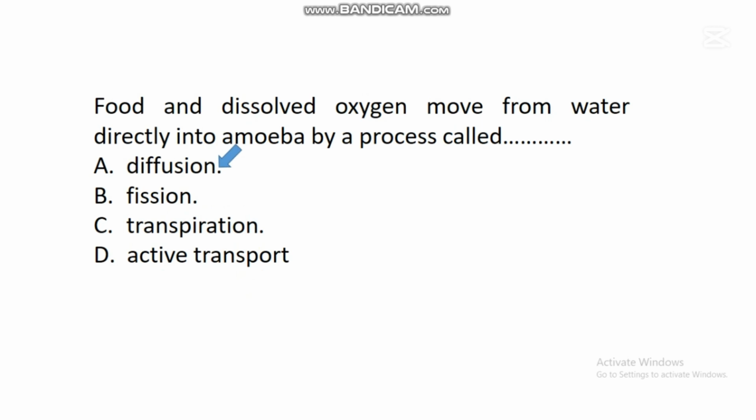Diffusion. So diffusion is the process that helps many organisms such as amoeba in obtaining food from its environment. Studies have shown that food and dissolved oxygen move from water directly into the body cell of amoeba through this process called diffusion.